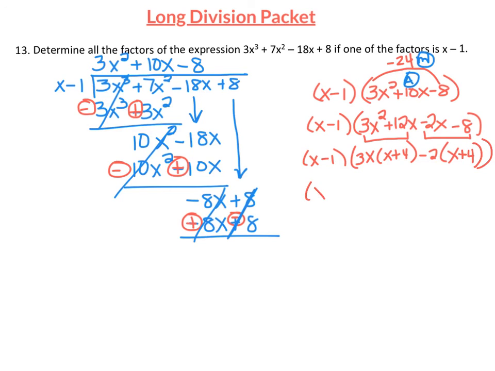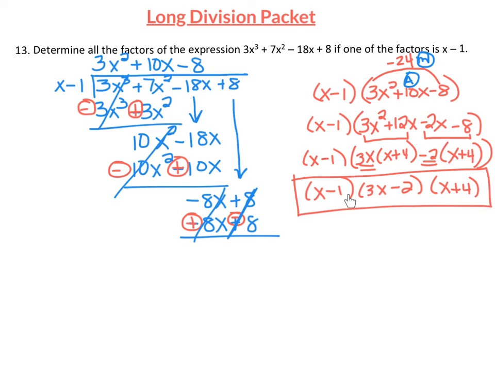So now let me bring down my x minus 1. And then I'm going to take what's in front of our common binomial and group them together in a parenthesis, so the 3x minus 2. And then I'm going to rewrite this common binomial as my final factor. So these right here are the three factors of this expression. If I were to multiply all of these out, I would be left with this expression right here.